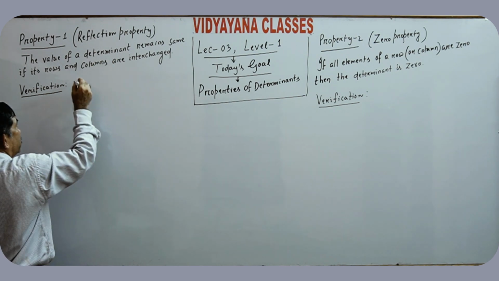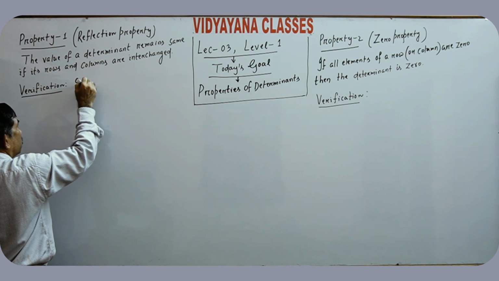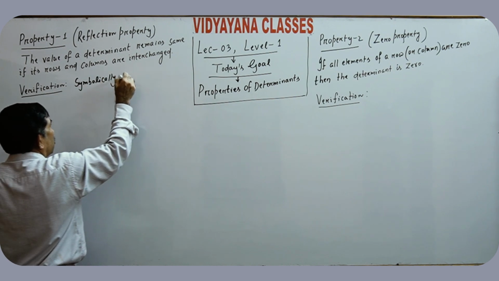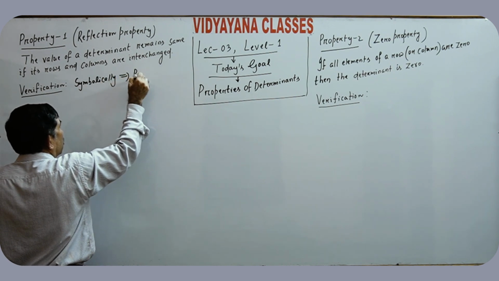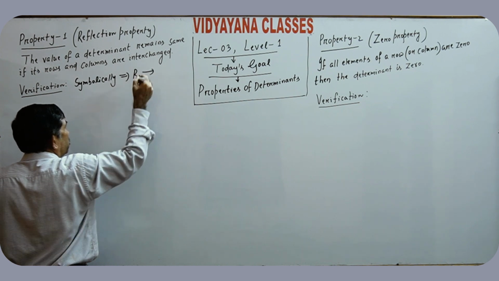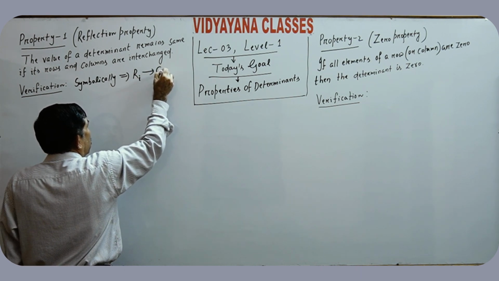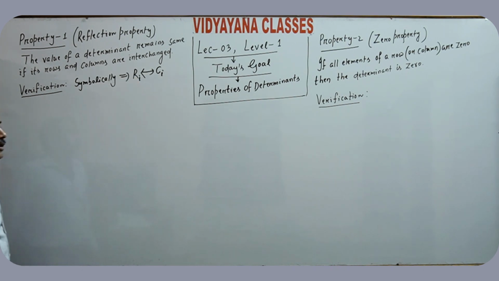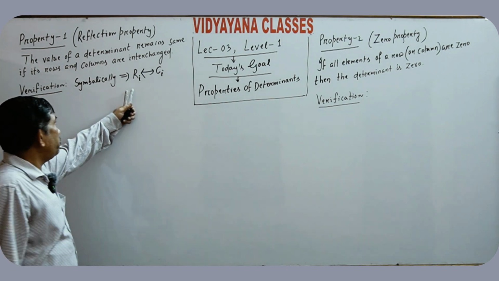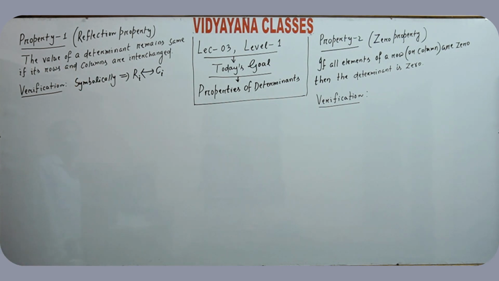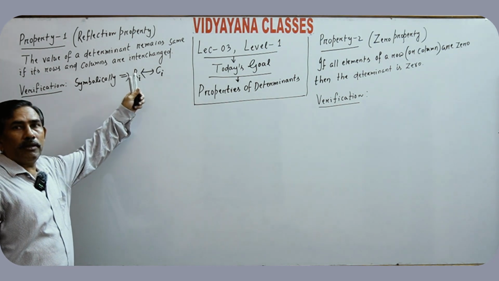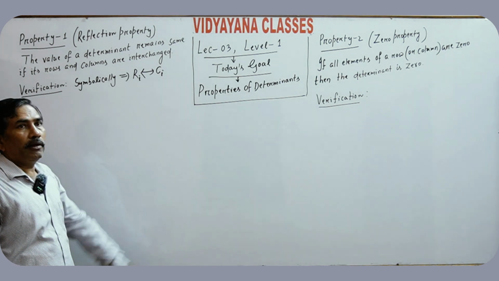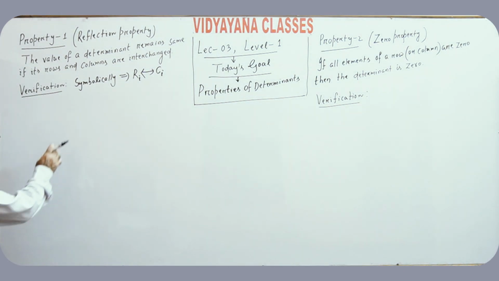Symbolically, it is written as: the ith row is replaced by the ith column and the ith column is replaced by the ith row. It is the symbolic form of the given statement. Verification.